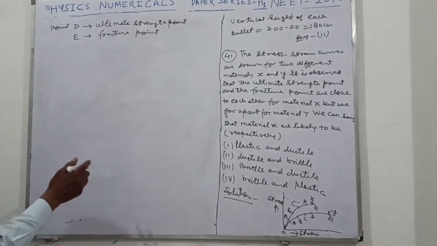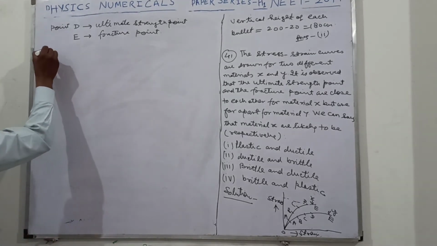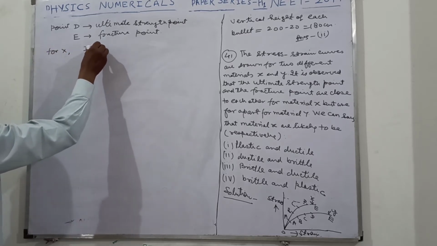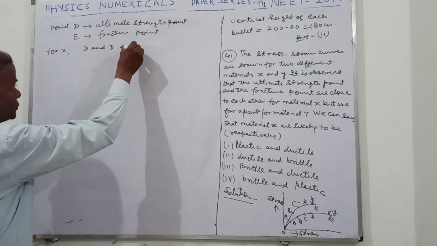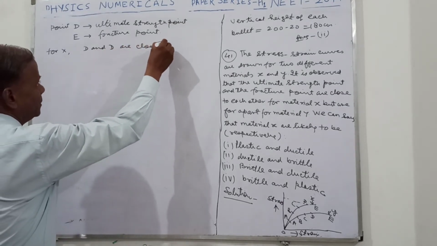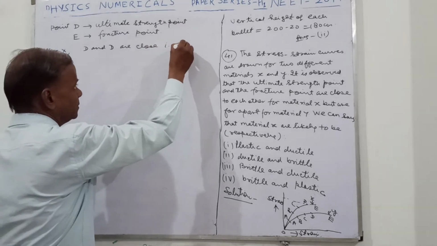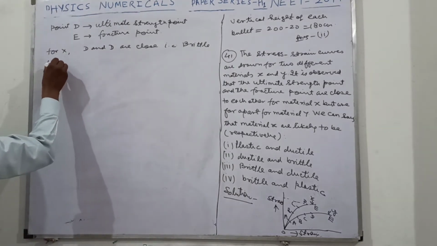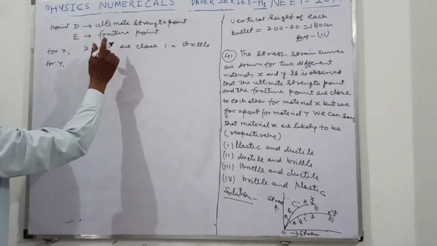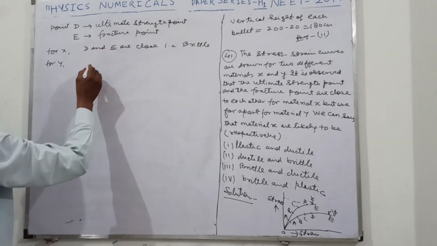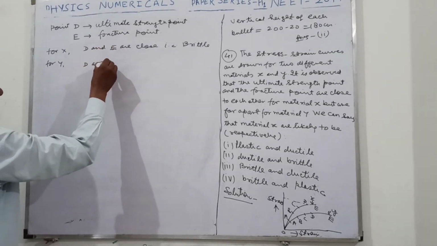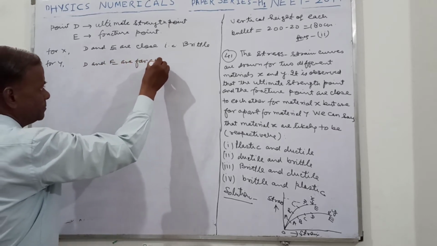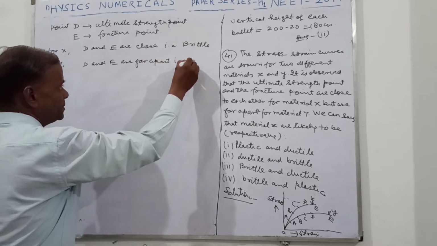So we can say that for X, D and E are close. It means brittle. And for Y, D and E are far apart. It means that this is ductile.